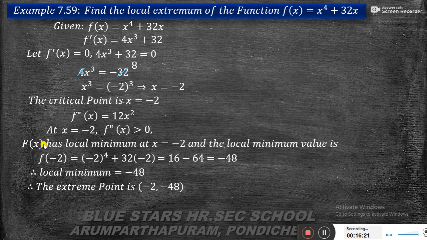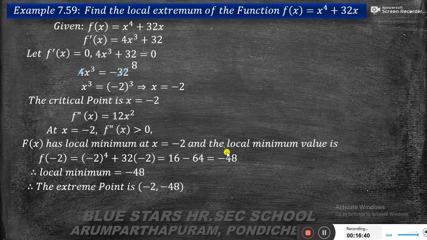Therefore f has a local minimum. Greater than 0 represents a local minimum; suppose it were less than 0, it would represent a local maximum. Therefore f(x) has a local minimum at x = -2.